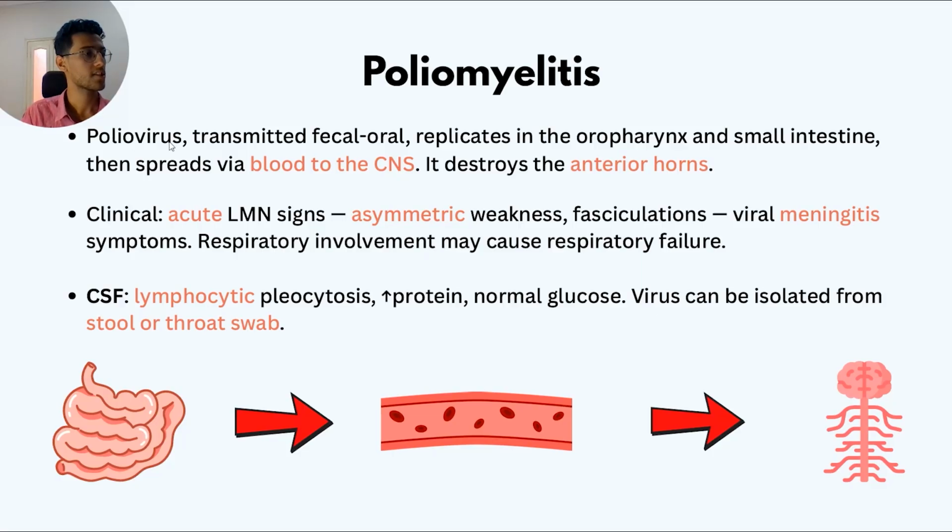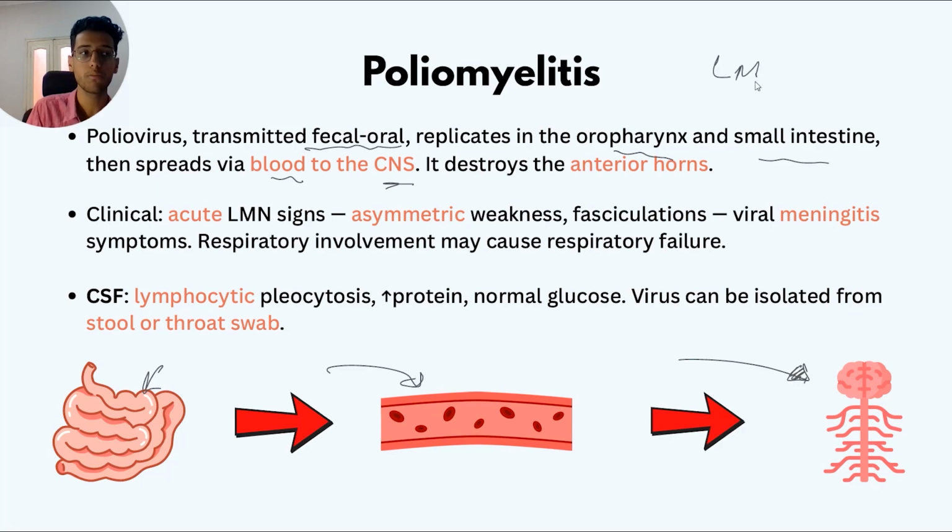So poliomyelitis is caused by the poliovirus, transmitted by the fecal-oral route, like infected food or water. It replicates in the oropharynx and the small intestine, then spreads via blood to the CNS. So first the virus is present in the intestine, then it spreads via blood to the spinal cord and CNS. It affects the anterior horn cell of the spinal cord. That causes a lower motor neuron lesion.